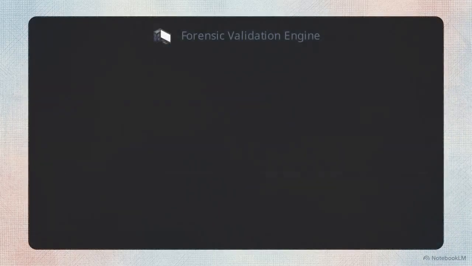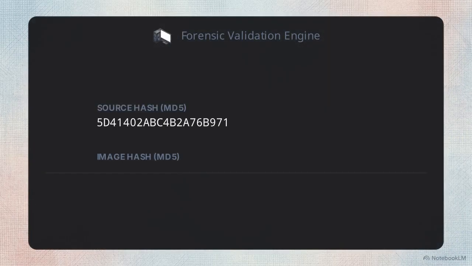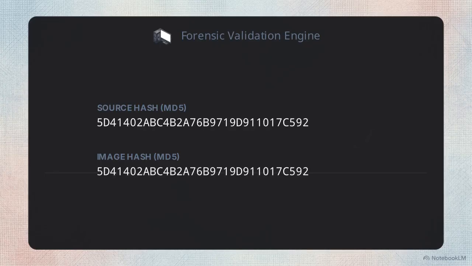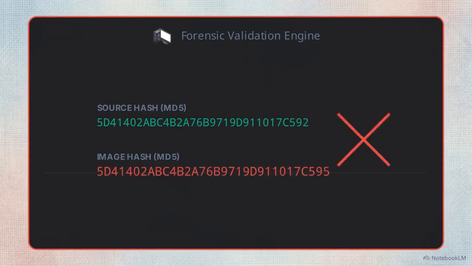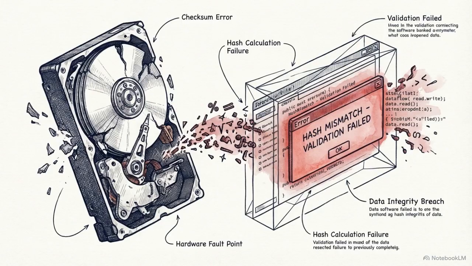Professional tools calculate the hash of the source drive, then immediately verify it against the newly created image file in real time. If the original source hash and the forensic image hash do not perfectly match, the copy is mathematically invalid and the chain of evidence is broken.